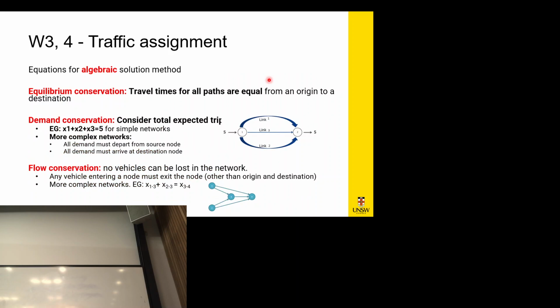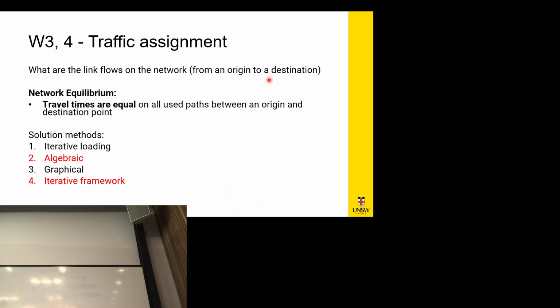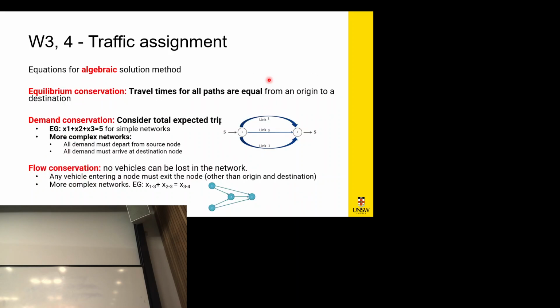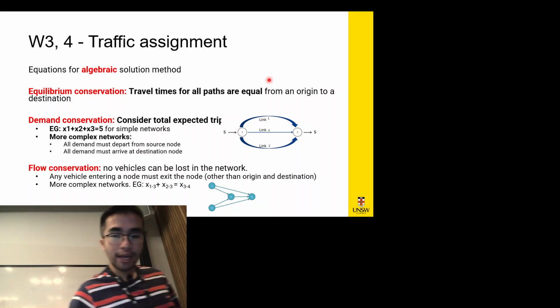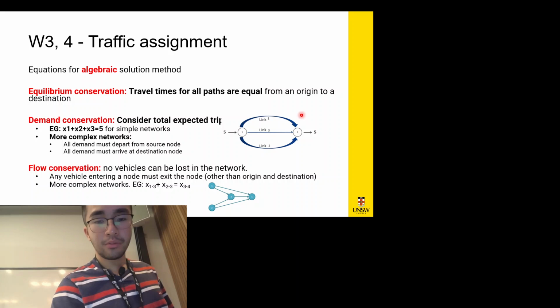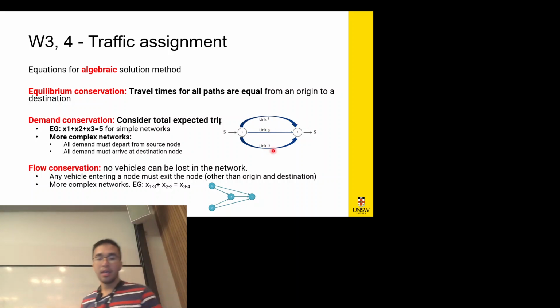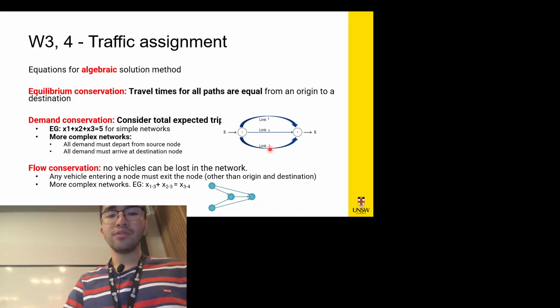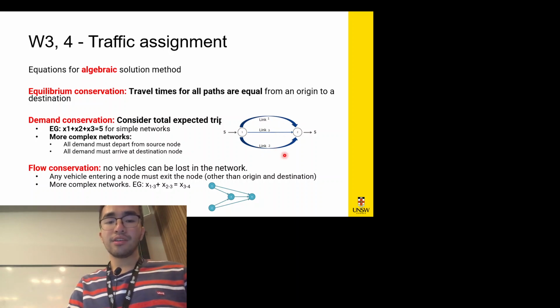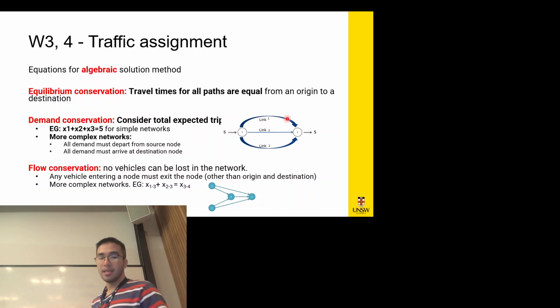What you need to do is that there's 3 main formulations that you need to consider. 1, equilibrium conservation. Okay, this goes back to the idea of network equilibrium. So travel times for all the paths are equal from an origin to a destination. For example, we have a network here from node 1 to node 2. And you have 3 different roads: link 1, link 2, link 3. Okay? The travel time of link 1 is equal to the travel time of link 2 equals the travel time of link 3. Okay?